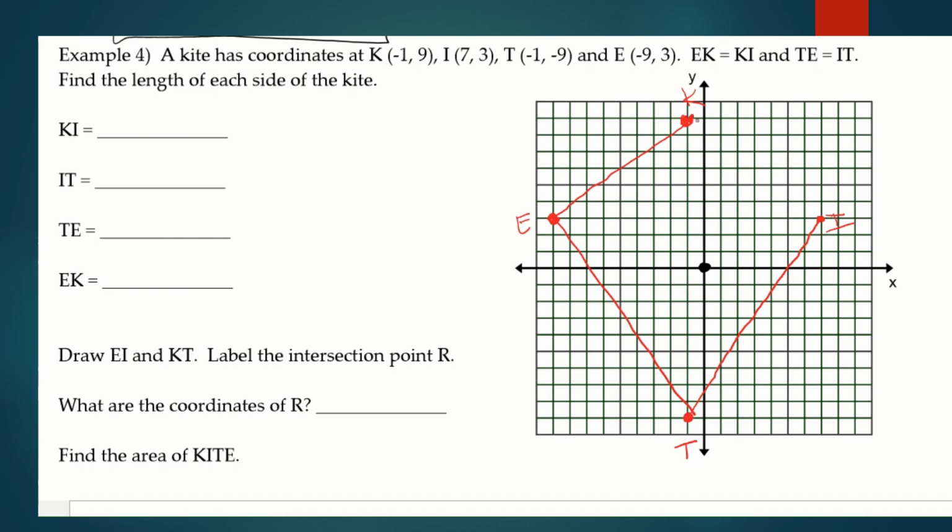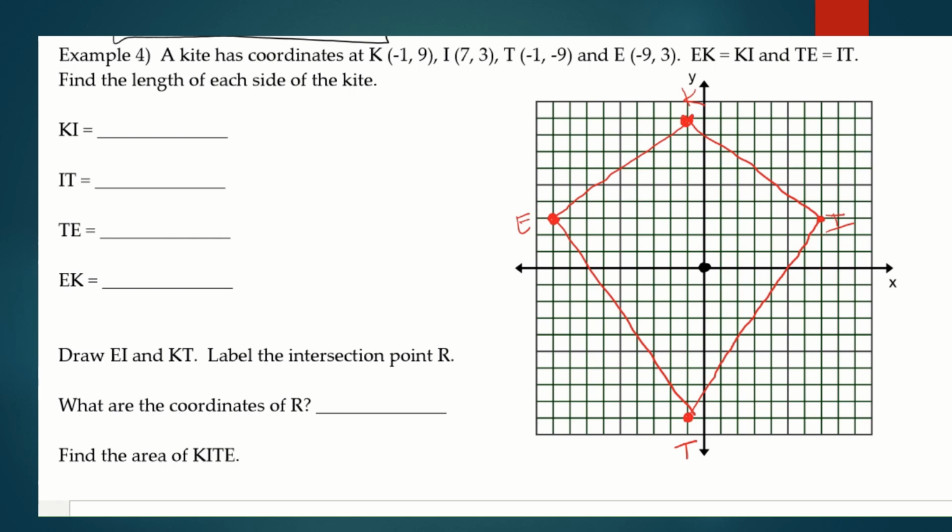So we're going to go ahead now. Unfortunately, we are not able to count any of these sides. These are all on a little bit of a diagonal for us. There's none that are horizontal from each other or vertical from each other except for EI and KT, but those are not side lengths that are part of the kite, so we won't be able to count those right now. So we're going to have to come up with a different way for us to figure out these lengths.